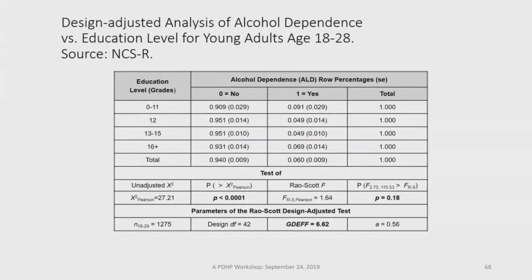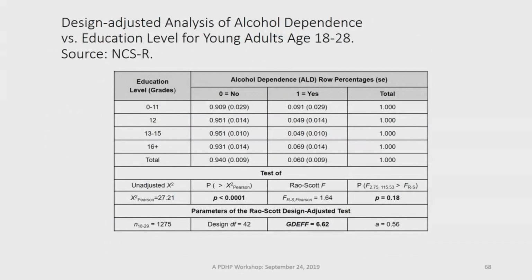Okay? So the naive secondary analysis would say, wow, look at this association. I'm going to write a paper about this association between education and alcohol dependence, and I got all this strong support from the NCSR survey. Now, you redo that analysis, taking the design-based approach, and look at that design-adjusted test statistic. That F statistic is now 1.64. The p-value for that F statistic is 0.18.